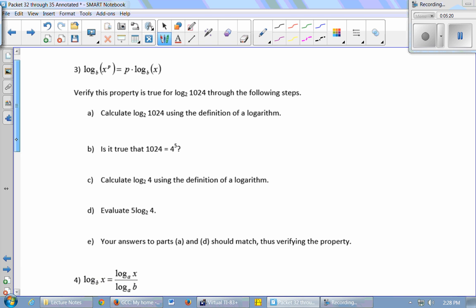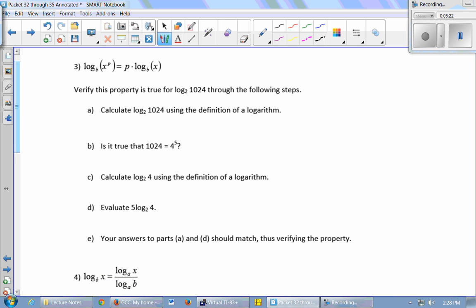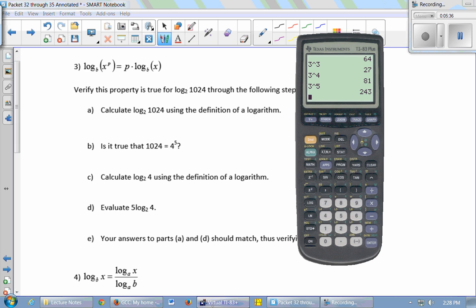Okay, third property. Log base b of x to the p is equal to p times log base b of x. So I'm going to verify this for log base 2 of 1024. Log base 2 of 1024 using the definition of a logarithm. So I need to know what to raise 2 to make 1024. And I believe it's 10. Let's see, 2 to the 10th. Yes, is 1024.